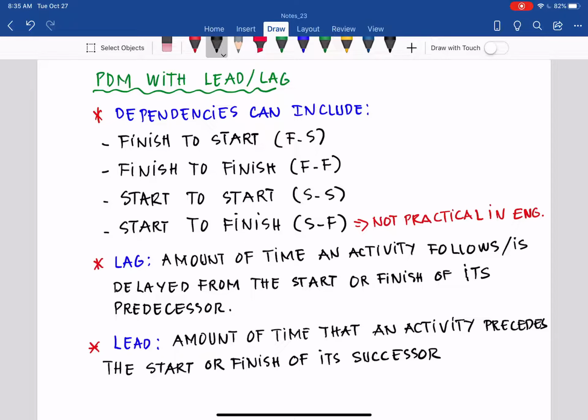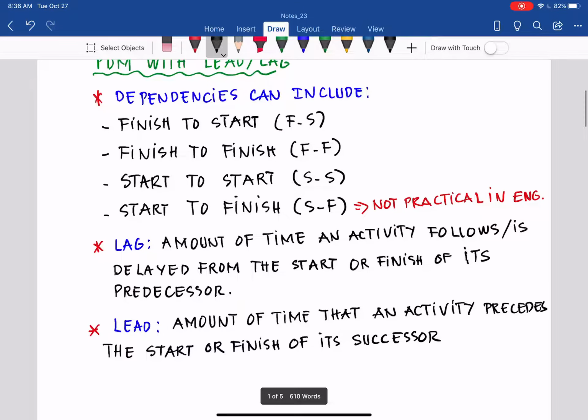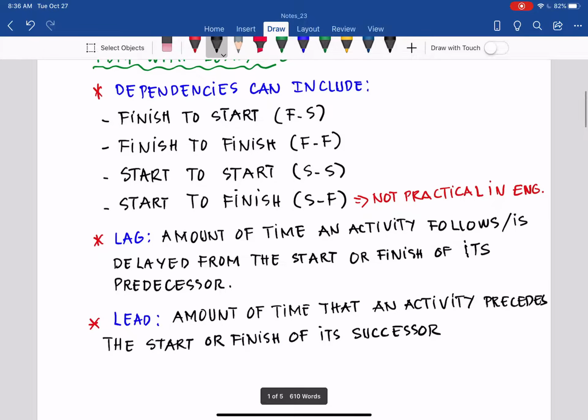And the other factor that may be included in the schedule is lag and lead. By definition, the lag, as its name implies, is the amount of time, so it's about time, that an activity follows or is delayed from the start or finish of its predecessor. And lead, just the opposite, is the amount of time that an activity precedes the start or finish of its successor. So with that definition, before I go to the slide for some visualization, I give you an example of the dependencies and how the lead and lag work.